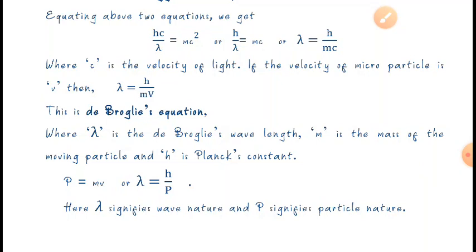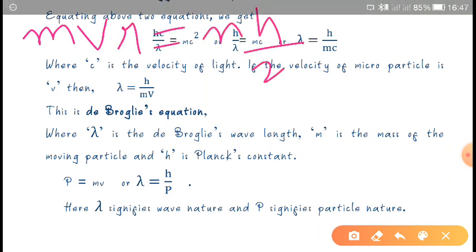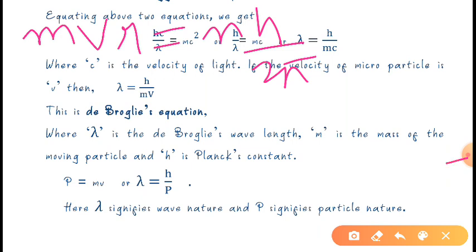So now we will try to explain that mvr is equal to nh by 2 pi with the de Broglie concept. How will we explain this? Bohr has given that angular momentum mvr is equal to nh by 2 pi, right? Now, if we consider that the electron has particle nature, then it is all right, and there is no need to change anything in this equation.